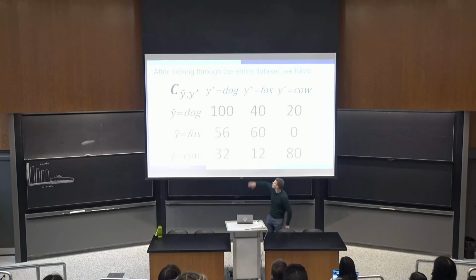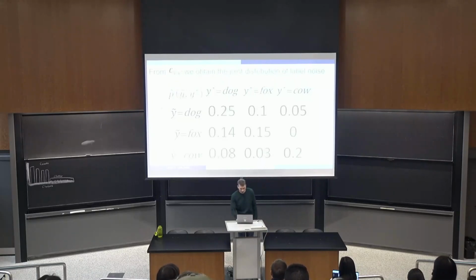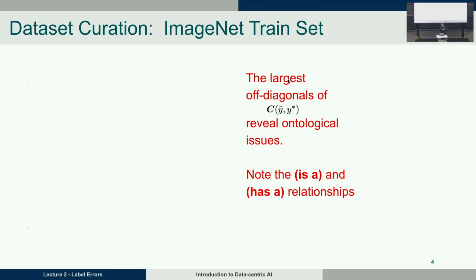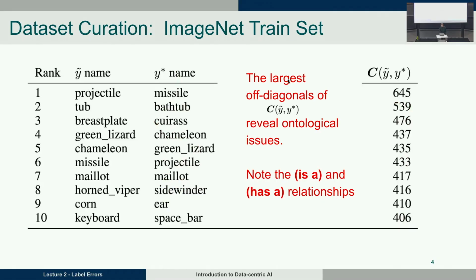You got it. So it's just 12 data points that were labeled cow, but they should have been labeled fox. Cool. Okay. So I want to show you ImageNet. We ran this on ImageNet, and I just ranked the off diagonals. So these numbers are from that previous slide, and we've just sorted them in terms of what co-occurs the most.